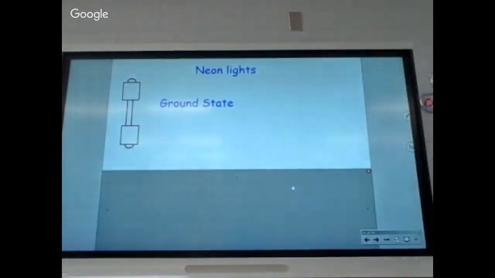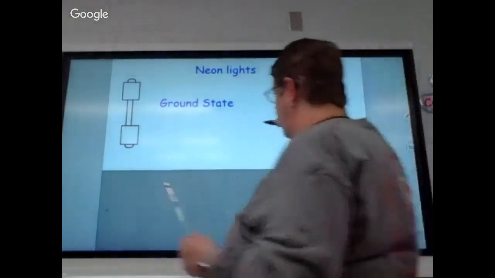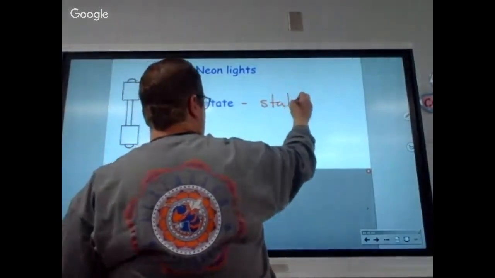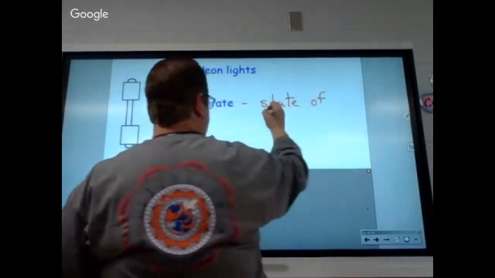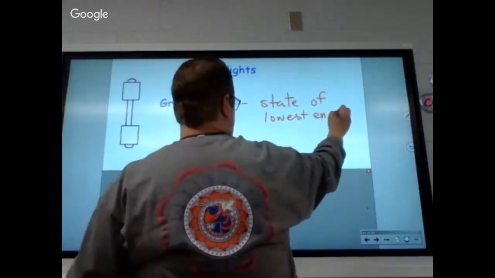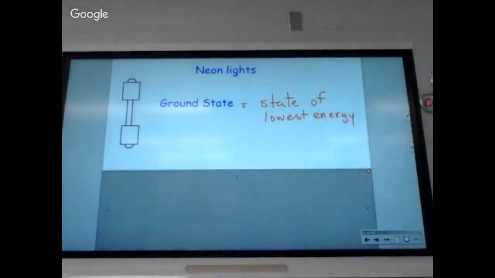All right. So the ugly picture is representing this, which is why I said write it down. Now, we're going to talk about electrons in the ground state. The ground state is a state of lowest energy. Currently, the electrons in this glass tube are in the ground state. They're just chilling, not doing anything.